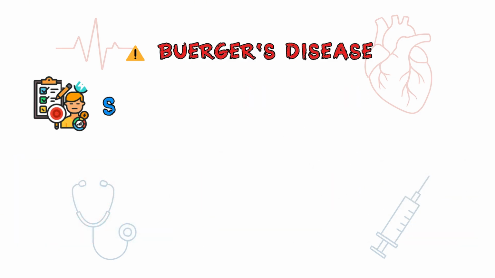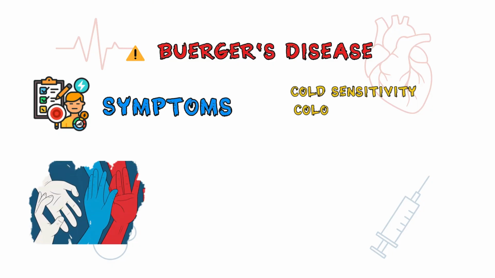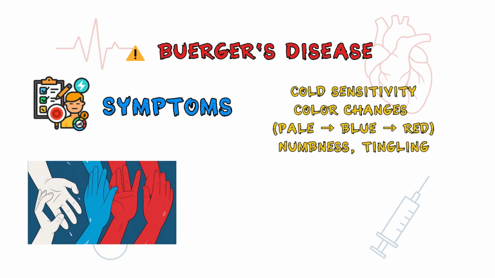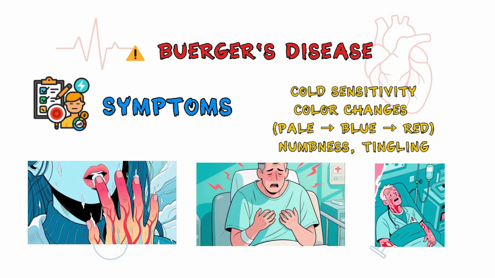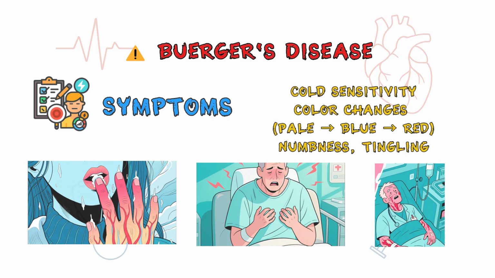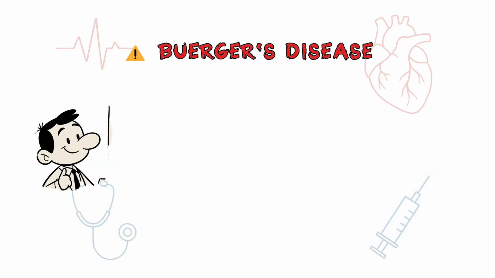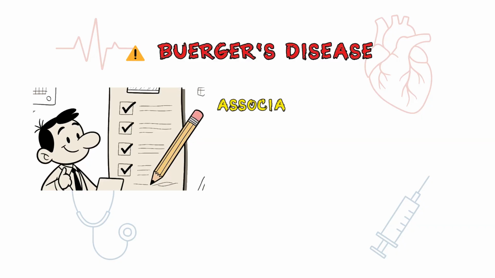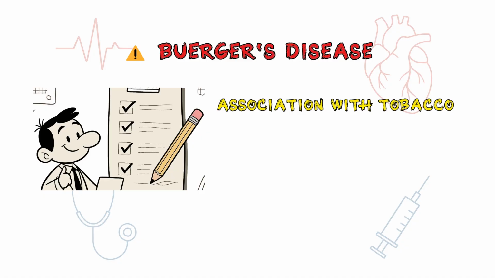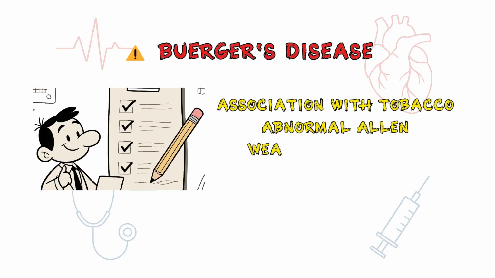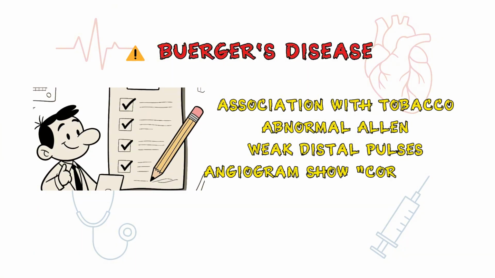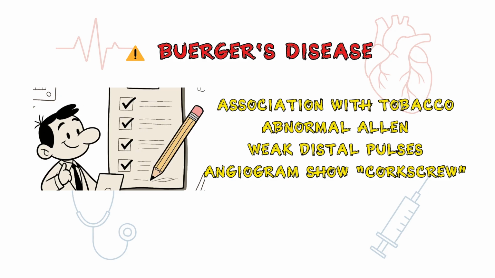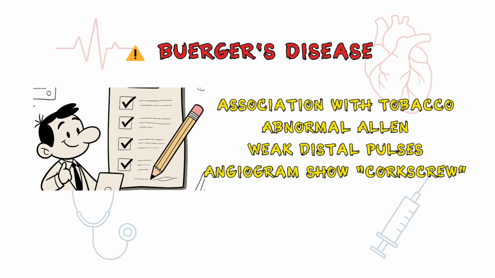The symptoms of Buerger disease are cold, pale fingers or toes, numbness and tingling, color changes with cold, pain in the hands or feet with activity, ulcers on the fingers or toes. In advanced cases, poor circulation leads to gangrene. Here are some important points. Strong association with tobacco use. The disease basically does not happen without smoking. Abnormal Allen test in the hands, which means checking hand blood flow via the ulnar artery. Weak distal pulses. Angiogram may show corkscrew collateral vessels.